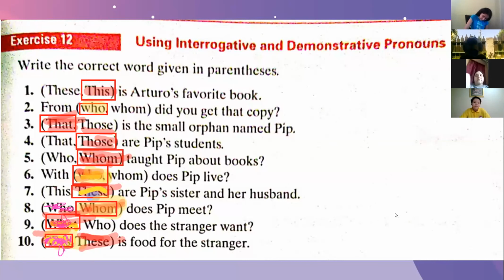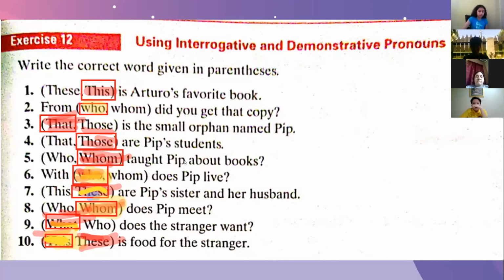Okay, so let's check some answers. Thank you for that colorful answer. Now, the first one is correct. Then you say, from who did you get that copy? And it's also correct. Now, that is the small orphan named Pete. Very good. We use that because the person that we're talking about is not close to us, and we know that is one person because we're using the verb to be in form is. Now, those are Pete's students.